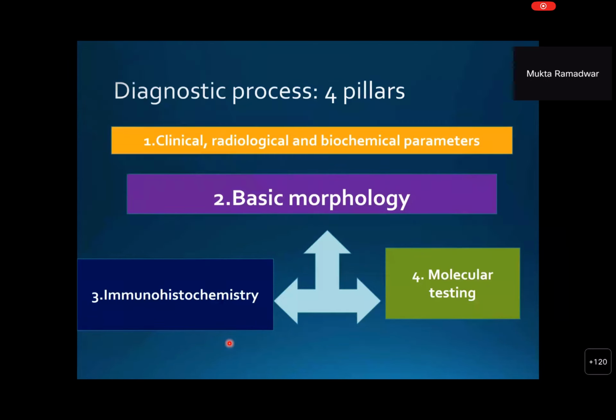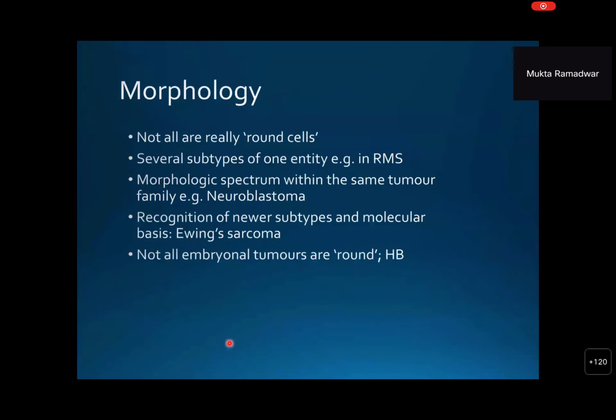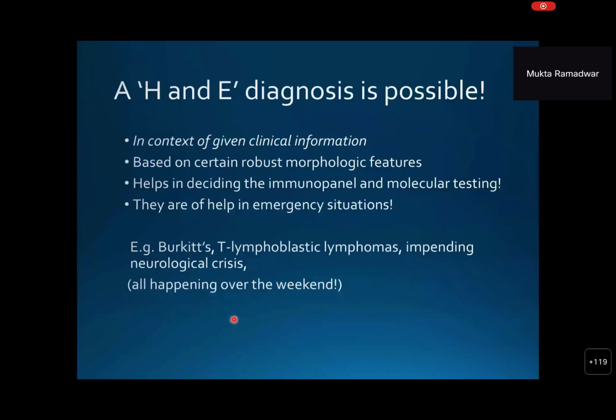Morphologically, we just saw that not all are really round cells, and it's important to recognize several subtypes of a given entity, for example, in rhabdomyosarcoma or in the morphologic spectrum of a neuroblastoma. Then we should know the newer subtypes and molecular basis of certain tumors like neuroblastoma and Ewing sarcoma, and that not all embryonic tumors are round. We do have certain variations in the morphologies. We do have teratoid round cell tumors as well. A diagnosis is really possible on basic H&E staining in the context of given clinical information based upon certain robust morphologic features, and the H&E decides which immunohistochemistry and molecular testing is to be done.